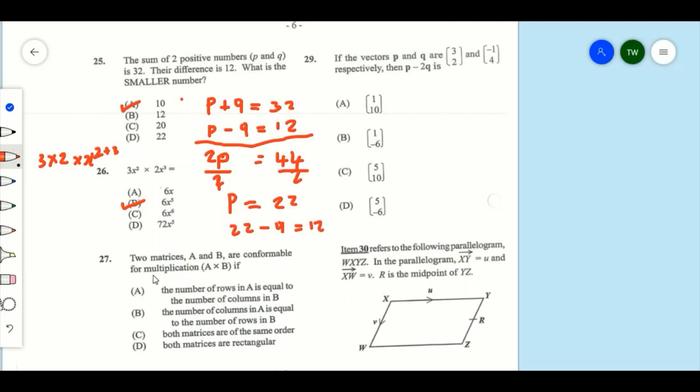Question 27. Two matrices A and B are conformable for multiplication. A times B.